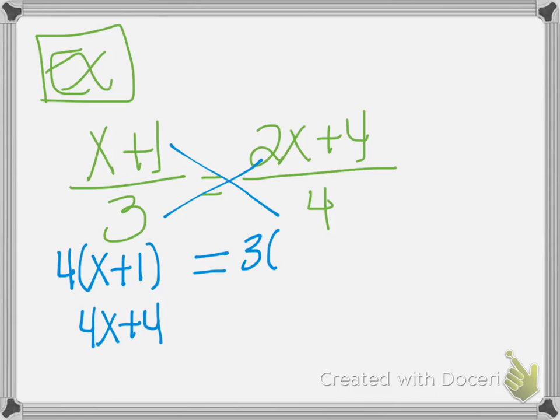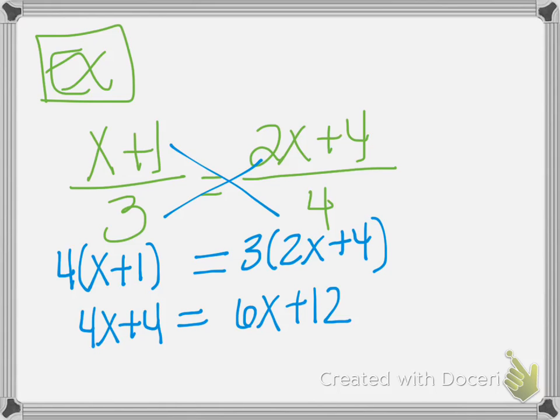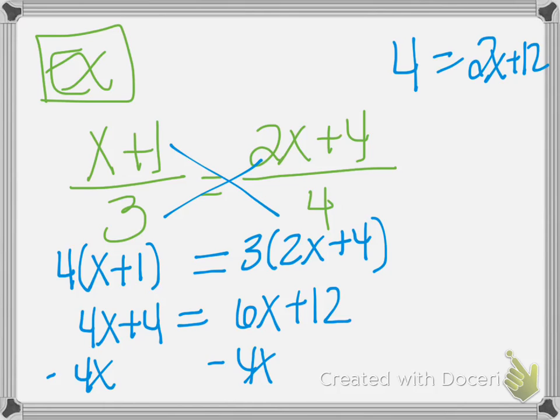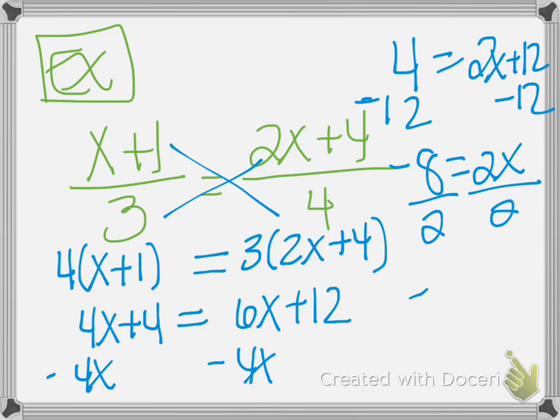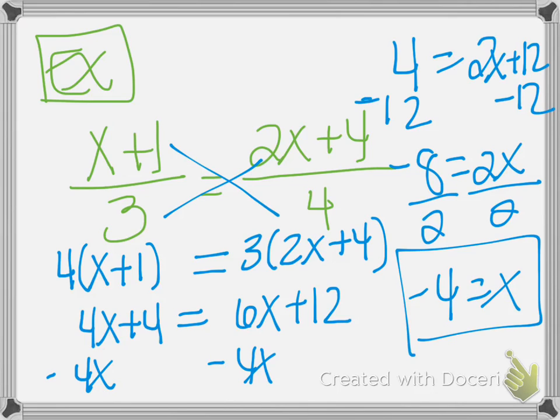When I do that, we're going to get 3 times 2x plus 4. And again, we have to use our distributive property to get 6x plus 12. Now, we're going to use our solving equation skills to try to get the x alone. So the first thing we'll do is subtract 4 x's from both sides. We're going to have 4 equals 2x plus 12. I'm going to subtract 12 from both sides to get those 2 x's alone. So we get negative 8 equals 2x, and lastly we would divide by 2 to get negative 4 for x.